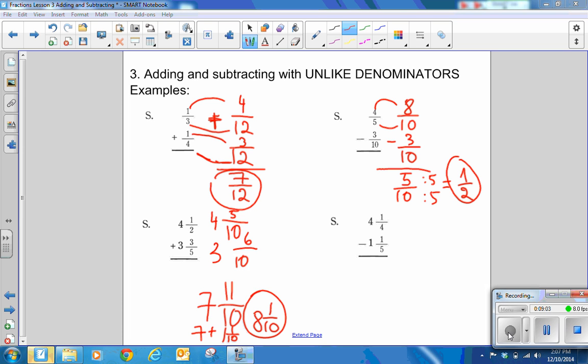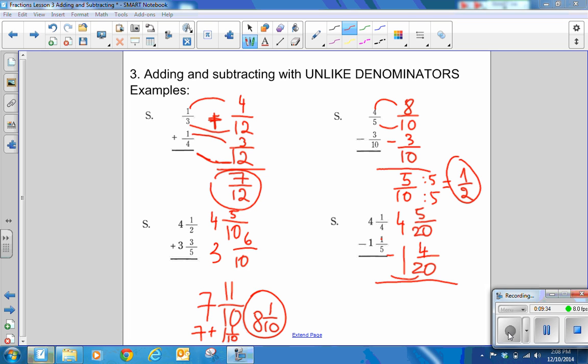So let's look at this. 4 and 5 has the common denominator of 20. So let me first rewrite the first fraction. 4 times 5 is 20, so 1 times 5 is 5. Now I'm changing 1 and 1/5 to a fraction with the denominator of 20. 5 times 4 is 20, so 1 times 4 is 4.